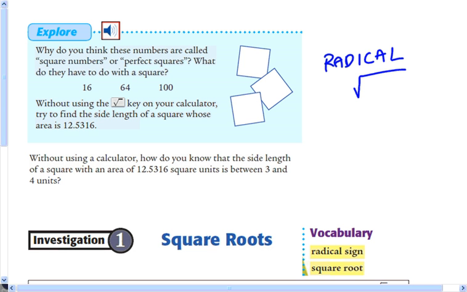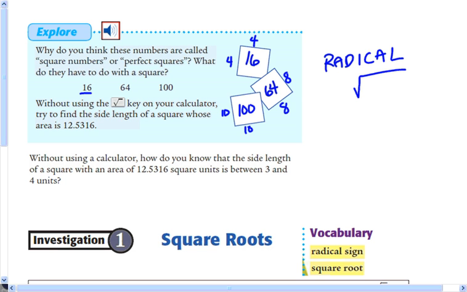So why do you think these numbers are called square numbers or perfect squares? What do they have to do with the square? Well, let's just think about it. If the area of the square is 16, then the number multiplied by itself that equals that, which is 4, is the side length of the square. If the area of the square is 64, then the side length is the square root of 64, which is 8. If the area of the square is 100, then the side length of the square is 10.